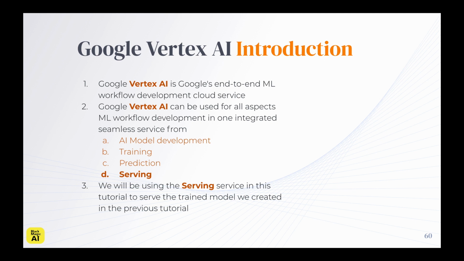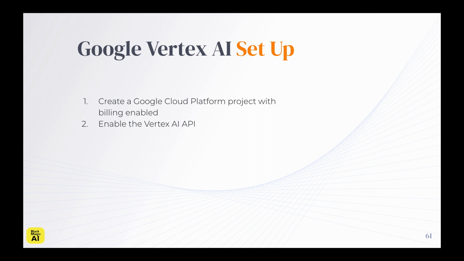Now we will be using the serving service in this tutorial to serve the trained model we created in the previous tutorial. To use Vertex AI, we have a couple of setup steps we have to do. So create a Google Cloud Platform project with billing enabled. Now for this step, you will need a Gmail account. Once we do that, we will enable the Vertex AI API within our project that we created.